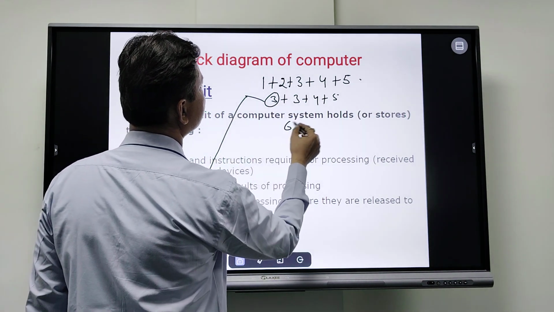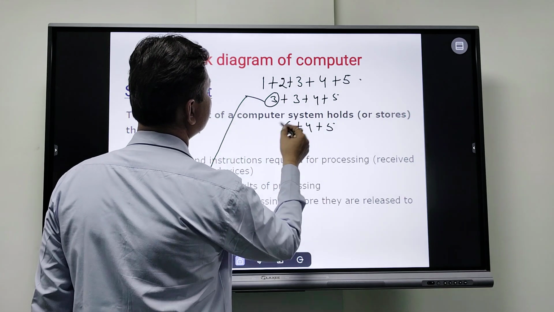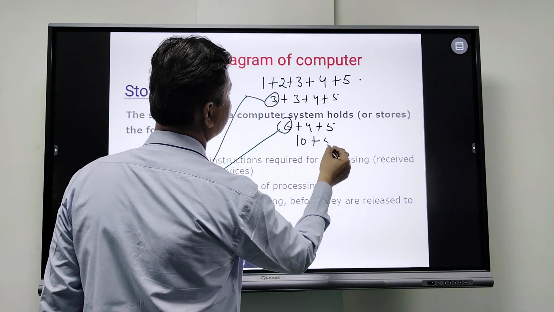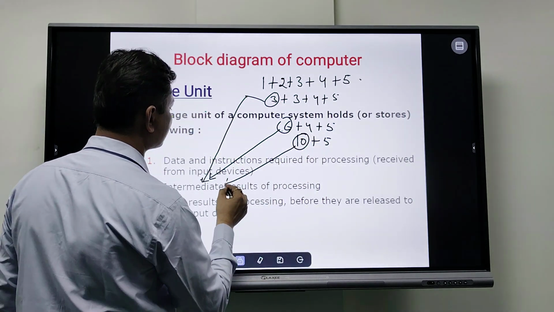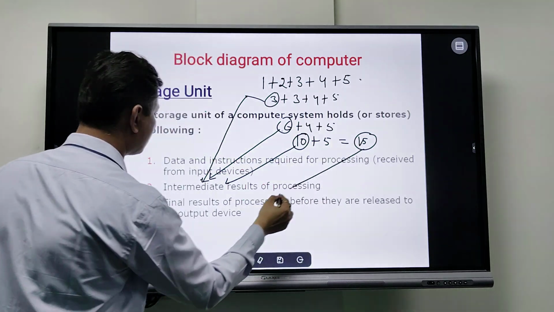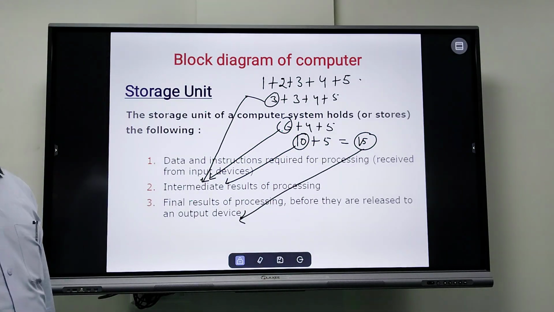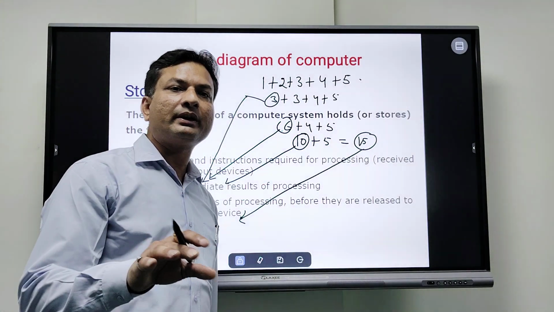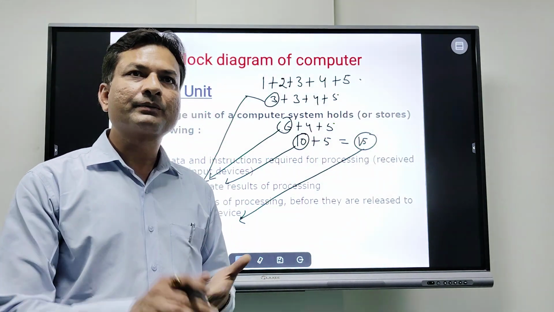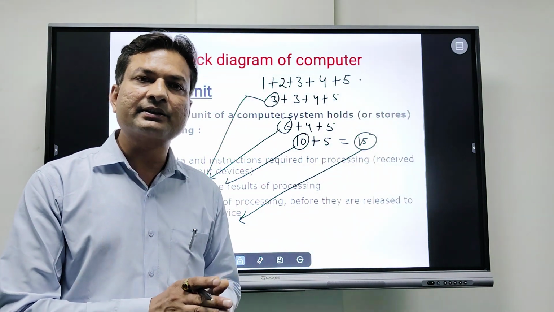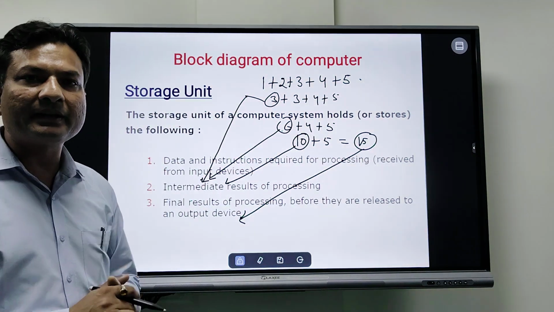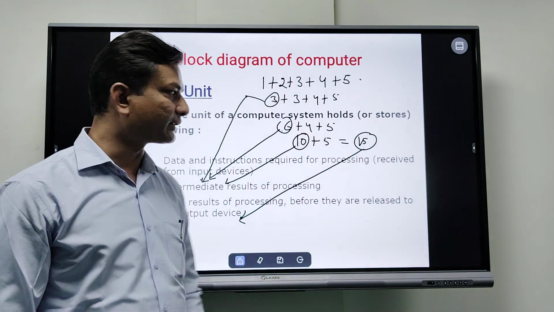Now 3 plus 3, 6, plus 4 plus 5. 6 is also an intermediate result. 6 plus 4, 10, plus 5. 10 is also an intermediate result. 10 plus 5 is equal to 15. In this case 15 will be the final result. So the storage unit is used to store three types of data. First one is initial data, that is input by the user. Second one is intermediate result, and third one is final result.